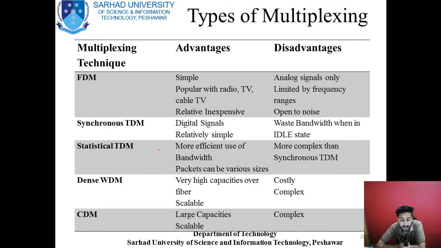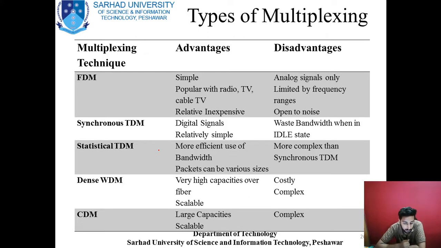Similarly, synchronous TDM has digital signals that are very easy to work with, and it is relatively simple as well. But in synchronous TDM, you see that there is a lot of waste of bandwidth or resources, specifically in the idle state. When the system has gone idle, there is a delay for other users to wait for their turn. In statistical TDM, you are using the bandwidth or resources more efficiently, but the disadvantage is that this system is a bit more complex, though not as complex as compared to synchronous.